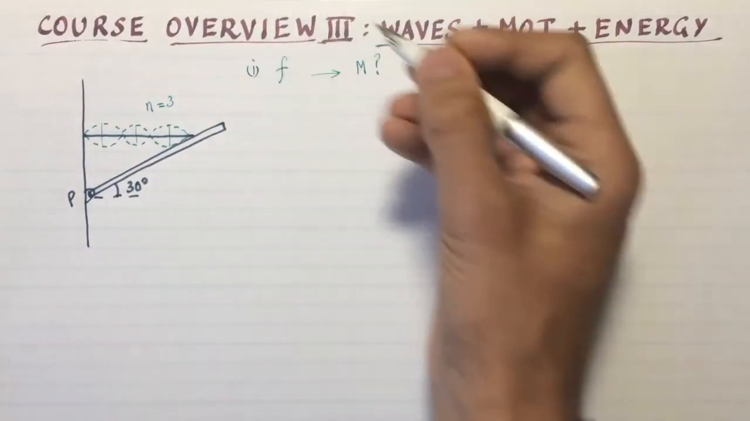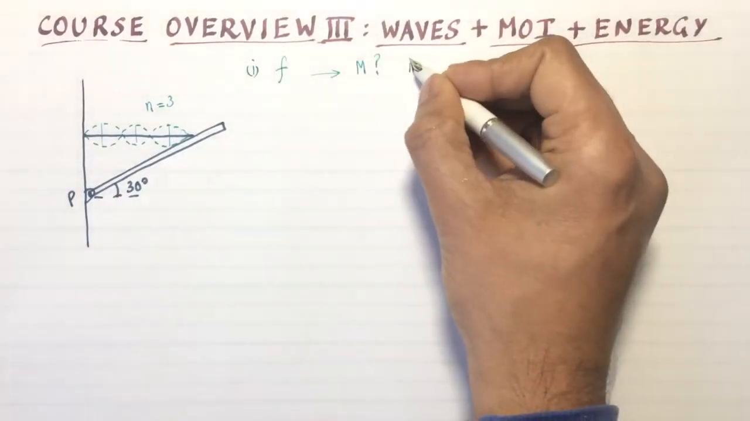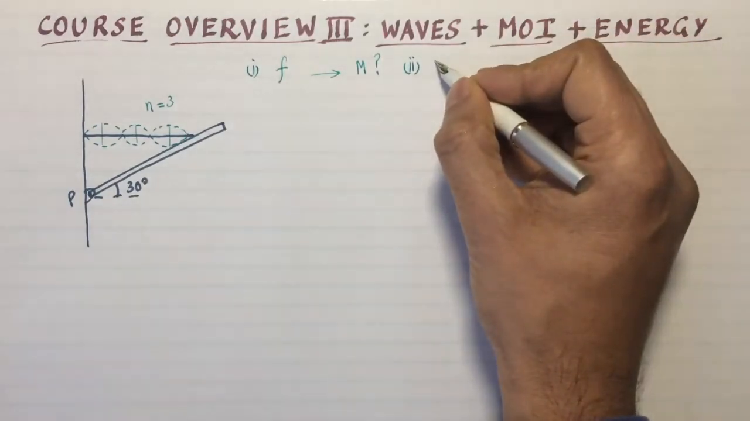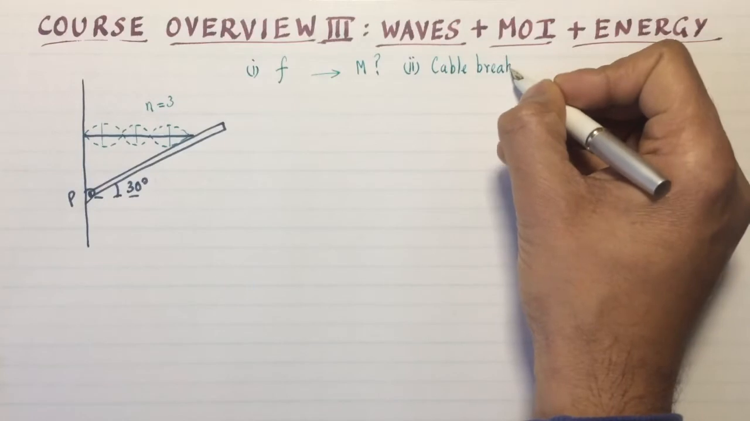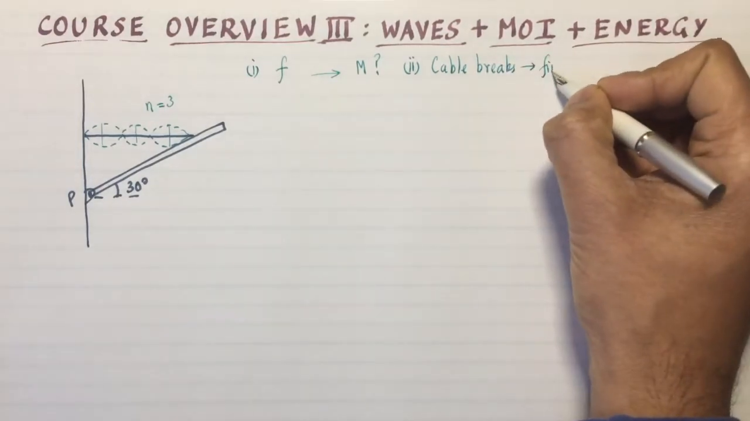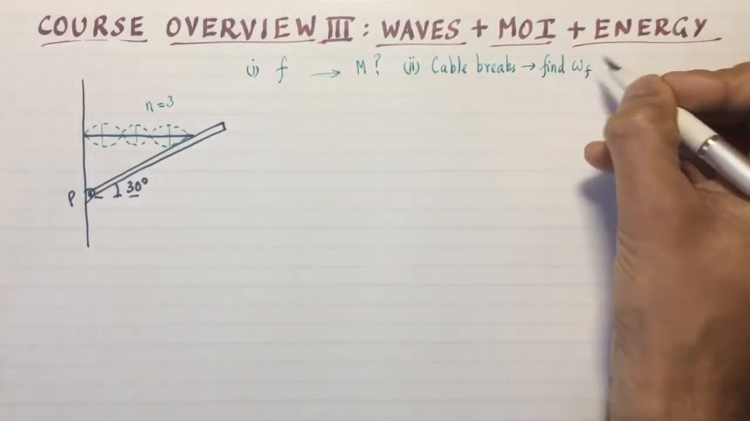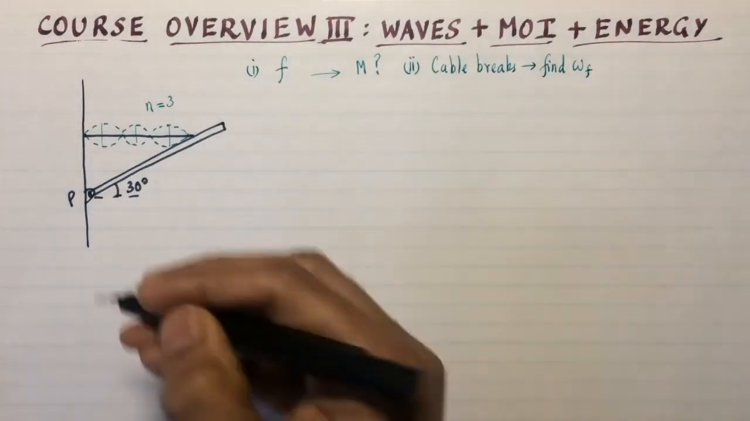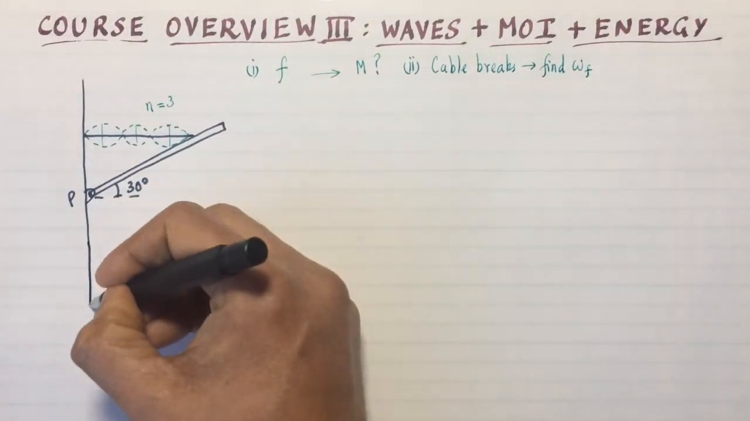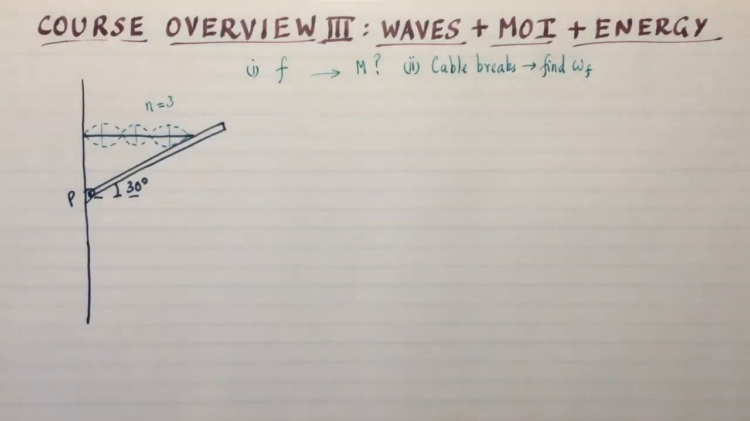Part 1, you have the frequency. From that, can you find the mass? And part 2, if the cable breaks, find the final angular speed omega f when it hits the wall of the building. So that's a nice two-part problem. Let's try to see if we can solve it.